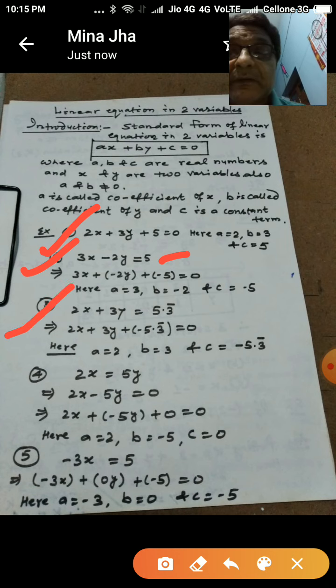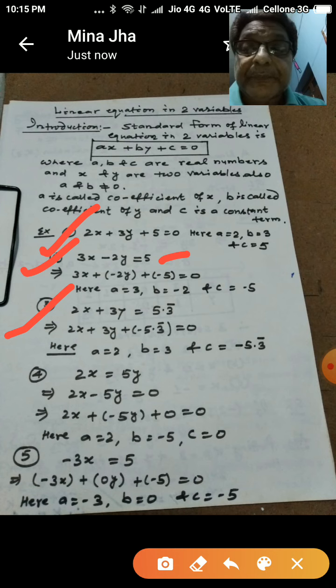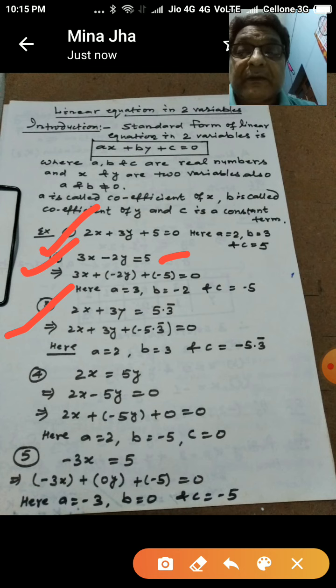Similarly, the third equation is 2x plus 3y equal to 5.3 recurring. Bringing it into standard form, we have the equation 2x plus 3y plus under bracket minus 5.3 recurring equal to 0, and then a is 2, b is 3, and c is minus 5.3 recurring.